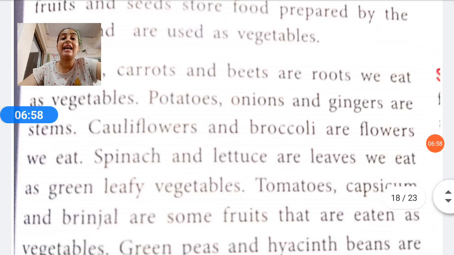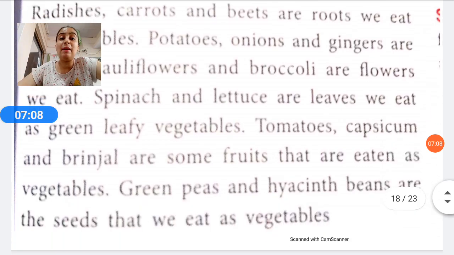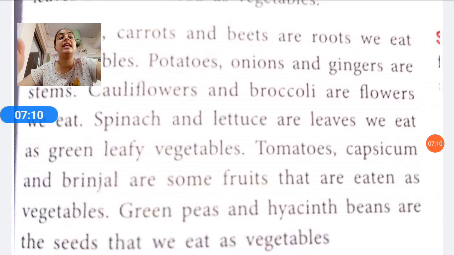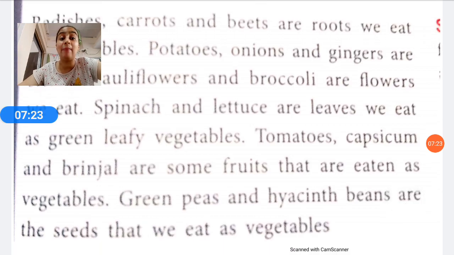Spinach and lettuce are the leaves, like palak leaves. That's why they are referred to as leaves. Tomatoes, capsicum and brinjal are some fruits that are eaten as vegetables. They are referred to as fruits because they have seeds inside. They are fruits that we eat as vegetables. Capsicum, that is shimla mirch, brinjal, baingan.